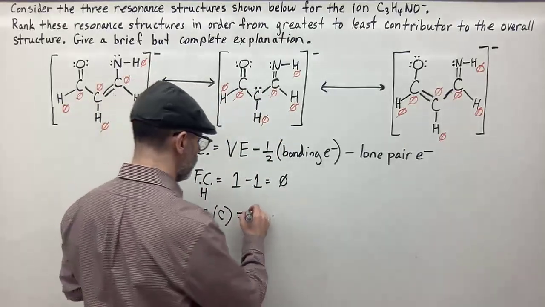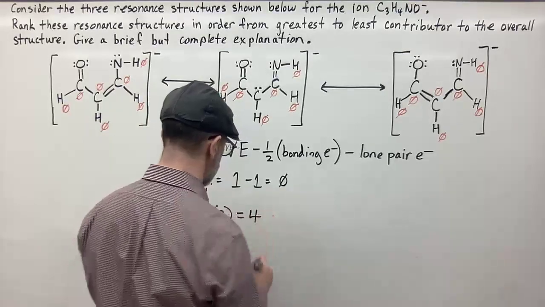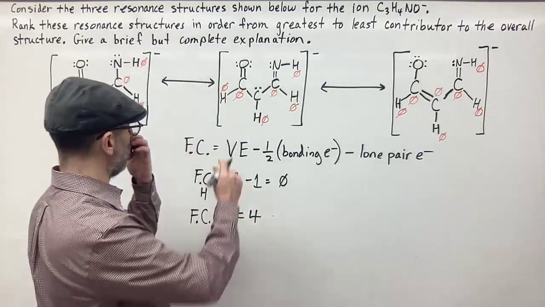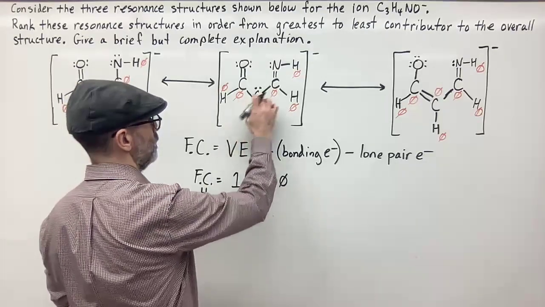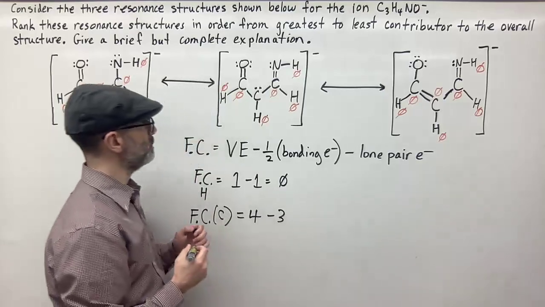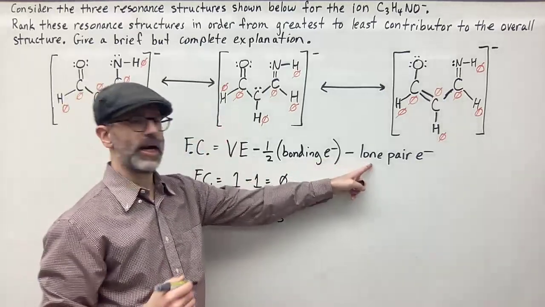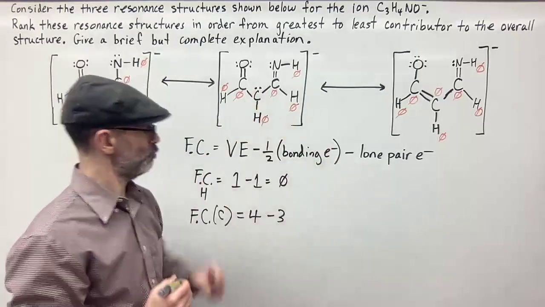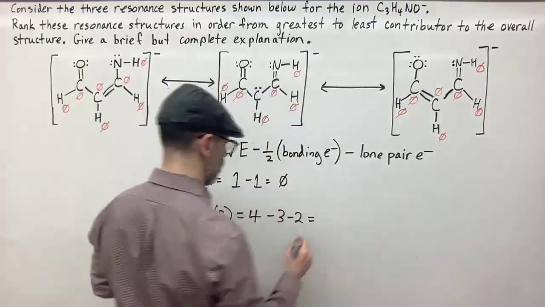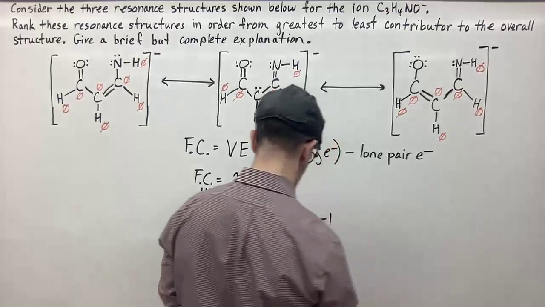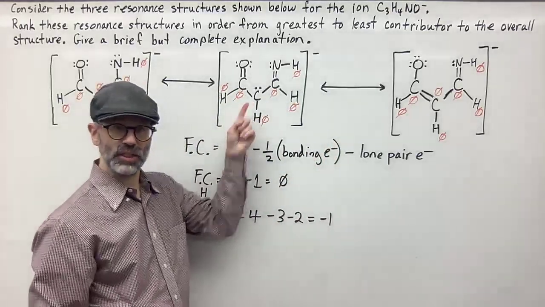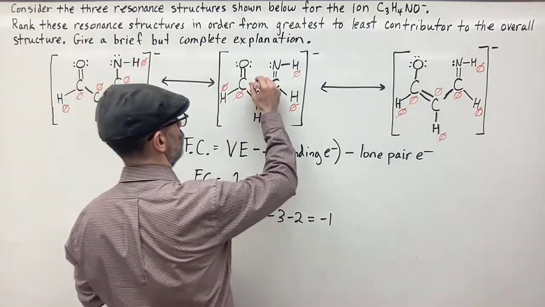So again, the number of valence electrons is going to be 4. We're going to subtract out 1 electron for each bond. So it has 3 bonds, so we're going to subtract out 3. And now we want to subtract out the lone pairs. We have 2 lone pairs, so we're going to subtract out 2, add those together, and you get -1. So the formal charge for this carbon is actually going to be a -1.